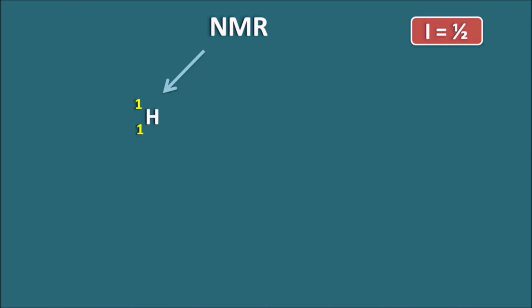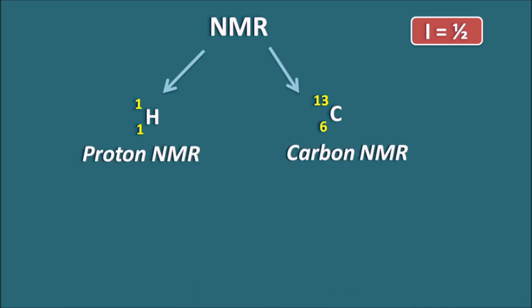Already we know that for NMR spectroscopy, a nucleus should have I equal to half, and among these one of the important nuclei is 1H1, that is a proton. Another nucleus which is again used in NMR spectroscopy is 6C13, which is an isotope of carbon. Now 1H1 is called proton NMR and 6C13 is called carbon NMR, or sometimes CMR, carbon magnetic resonance spectroscopy.